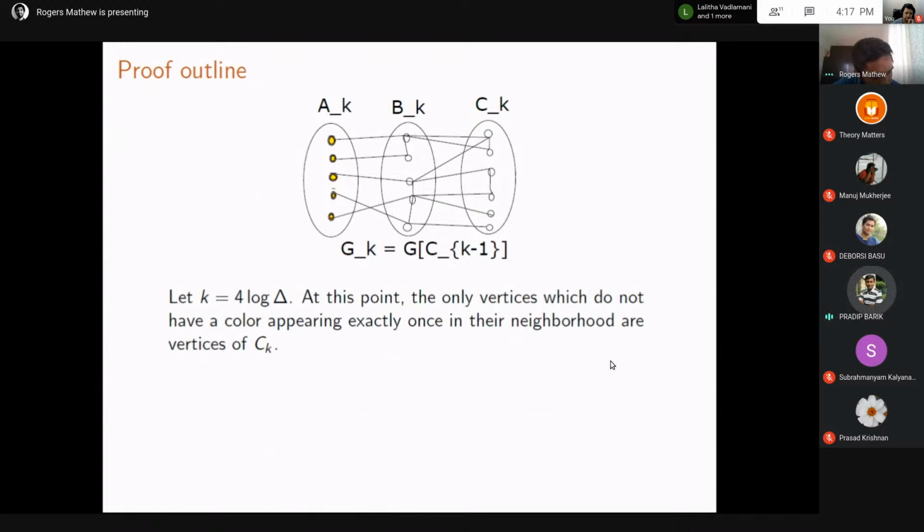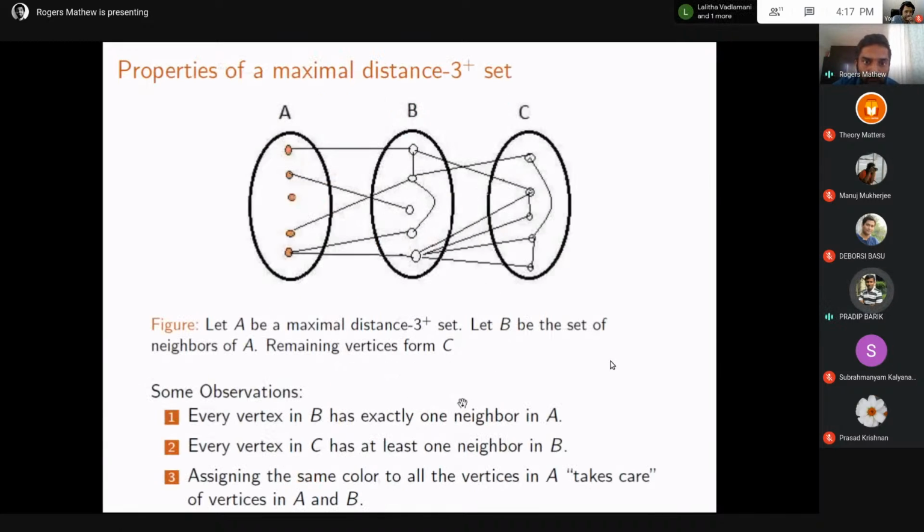Sir, how do we choose this set in a graph? First we need to choose this A node, B node, and C node. So where do we start in a graph?